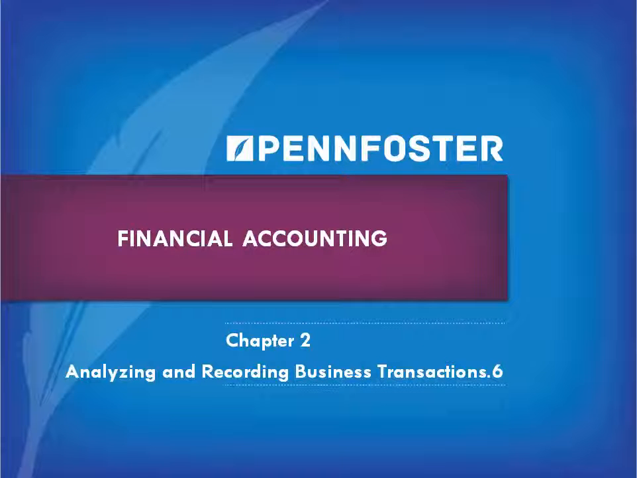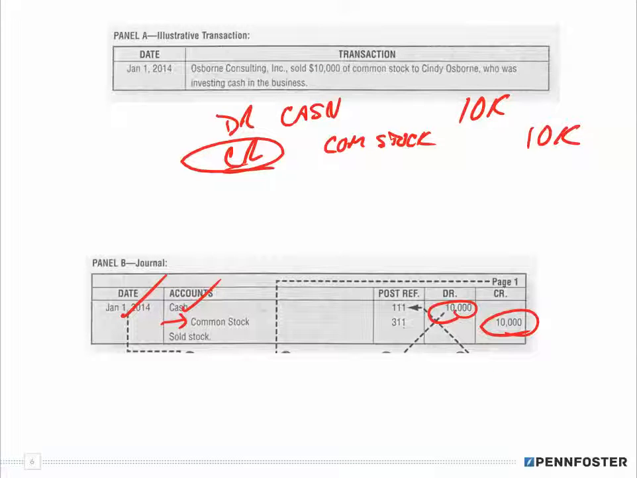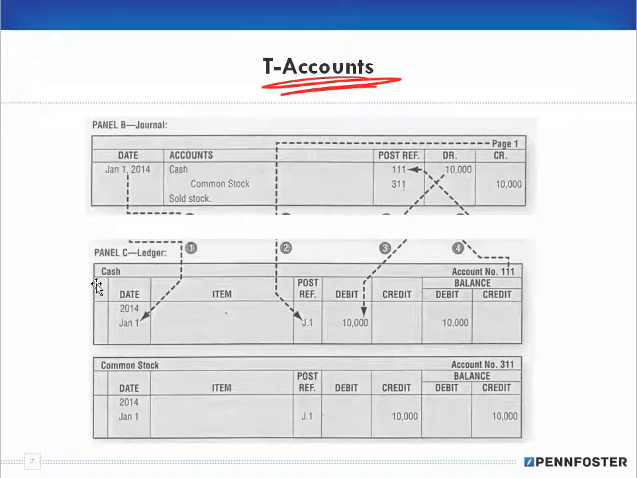Okay, and welcome back, students who are taking financial accounting, and we're still working on the theory videos for Chapter 2, Analyzing and Recording Business Transactions. And this here is number 6 in the series. We left off in the last video going through the process of how to make a journal entry, and what it looks like in a journal. And now we're going to talk about T accounts.